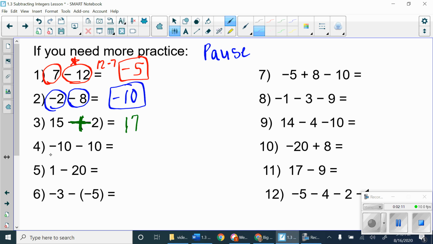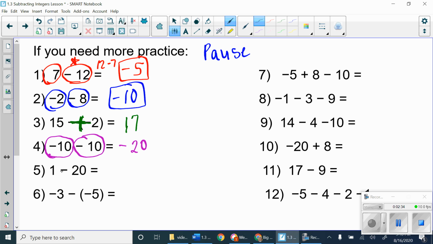We have a 10 with a negative sign, so that's team negative. And another negative. This does not equal 0. Negative 10, and you're going 10 more negatives. That's going to be negative 20. All right, let's go to question number 5.